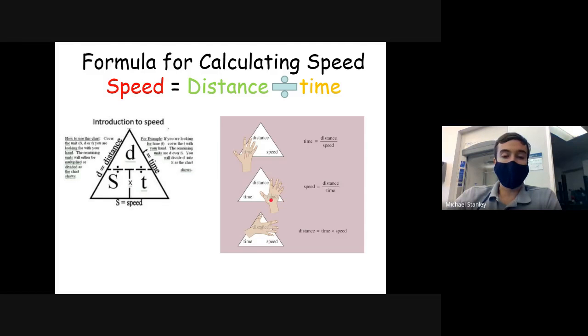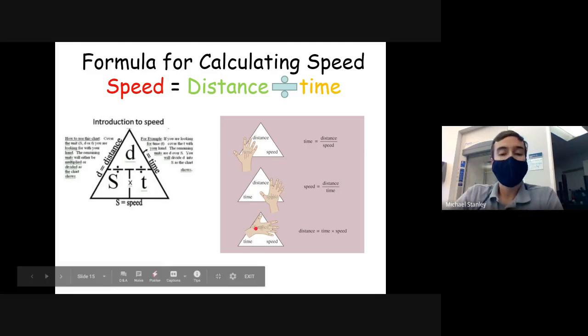Same thing if you're looking for speed. If you cover it up on the triangle, and then you do distance is above time. So you do distance divided by time. And then finally, if distance is the measurement you are looking for, then you cover that one up on the triangle, and you have time and speed next to each other down here. So distance is equal to time multiplied by speed, or time times speed.